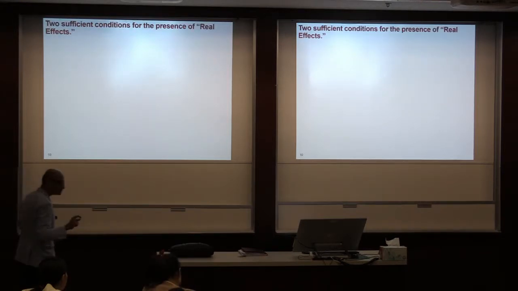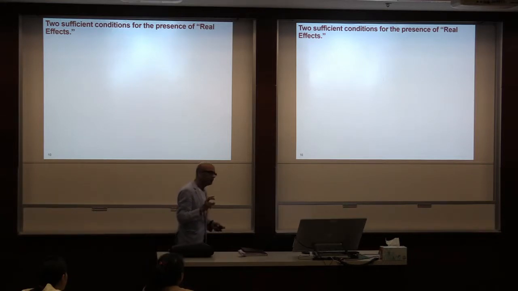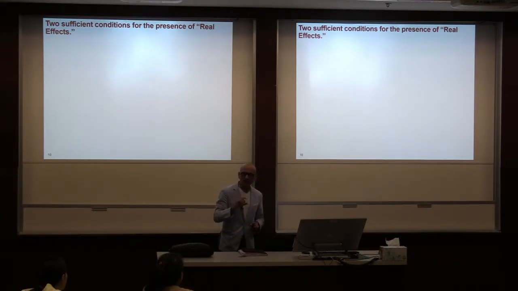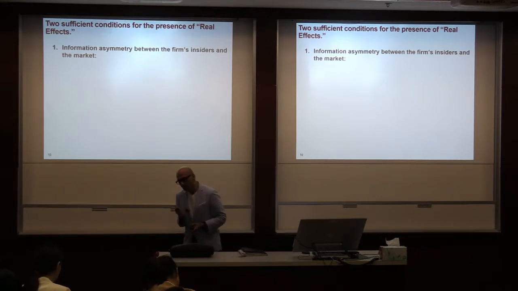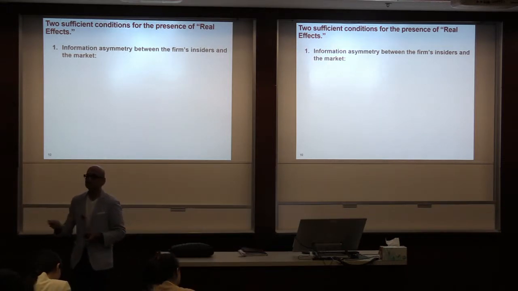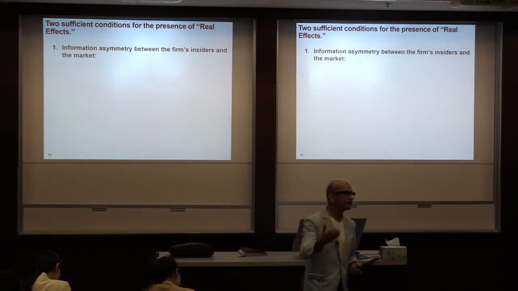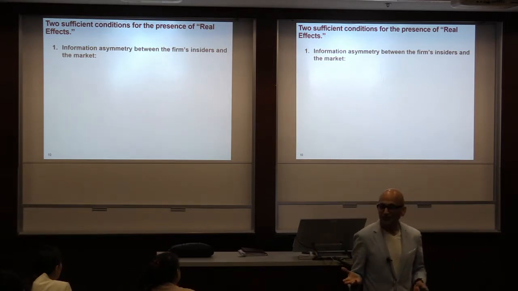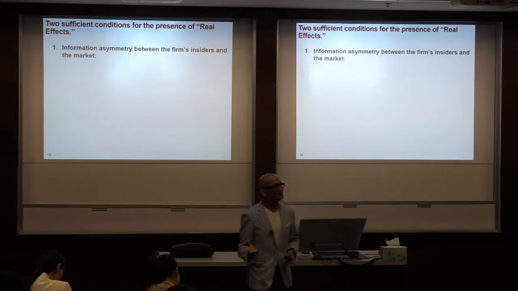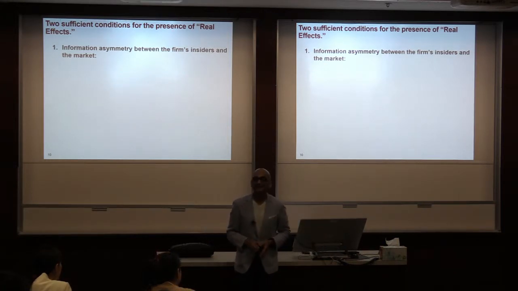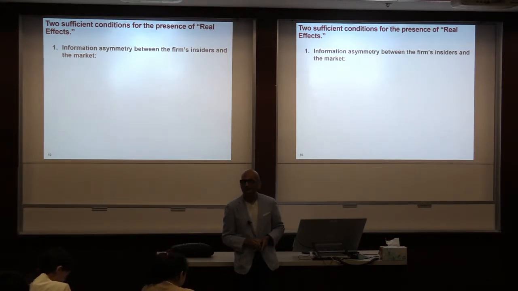So, given that, I'm going to talk about two sufficient conditions for the presence of real effects. Sufficient. And I'll use that throughout the day in those models. The first one is the friction I'm going to focus on, because I feel that's one important friction. The friction yesterday was moral hazard. The friction I'm going to focus on today is that insiders know more than outsiders. You believe that's an important friction? Do you believe that insiders of a firm know more than the outsiders? Or do you feel that the market has all the information? The market in aggregate may know more than the firm.